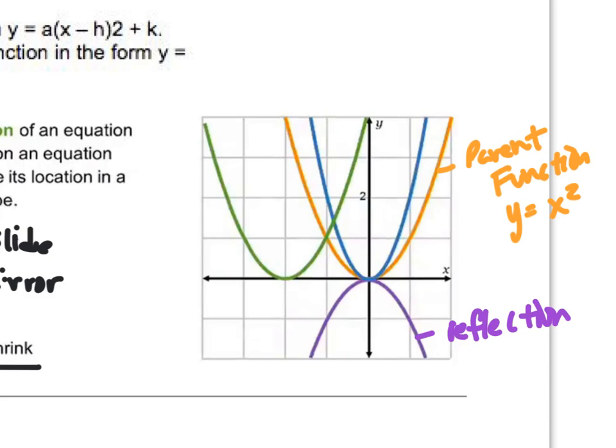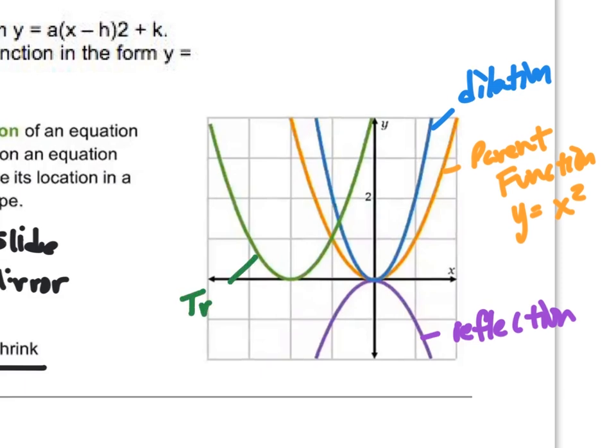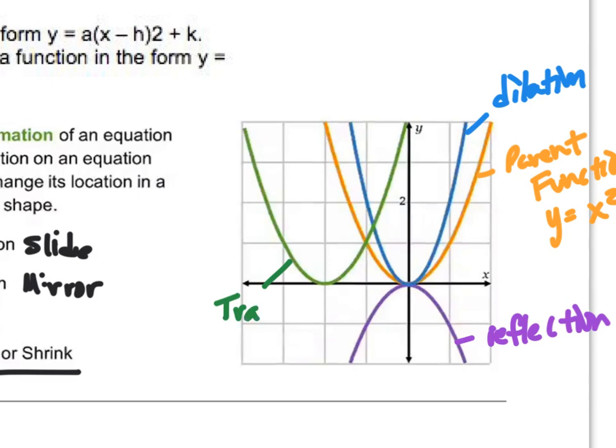The blue function is a dilation. It's in the same position, pointing upwards, but it's gotten a little bit steeper. So this is a dilation. And the green function is a translation. That graph has just been shifted over 2 or 4 units to the left, and every point is just shifted over.